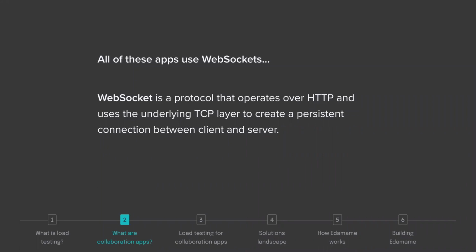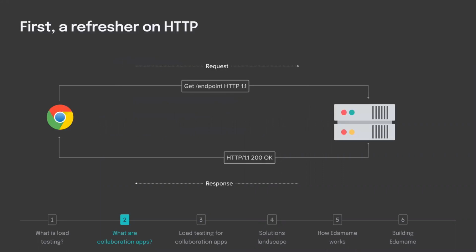But let's break that down a bit. First, a quick refresher on HTTP. So in the HTTP request response cycle, the client will first send a request to the server. And then when that server receives the request, it can then send a response back to the client. When the client receives the response, this interaction is complete.